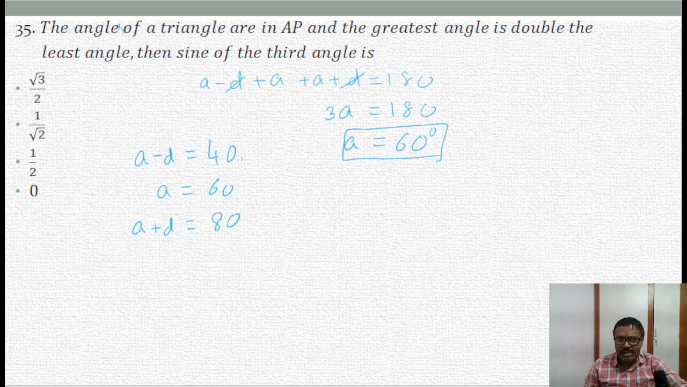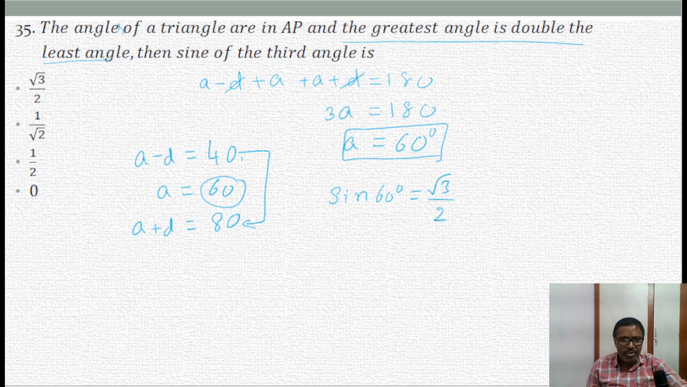Now, what else is given? Let us read the question. The greatest angle is double the least angle. Clear? Least angle is 40. Greatest angle is 80. It is double of this. Then sine of the third angle, that means sine 60 degree. They are asking sine of the other angle, which is sine 60 degree. Your answer is root 3 by 2. Very simple and straightforward question, friends. Let us move on to the next one.